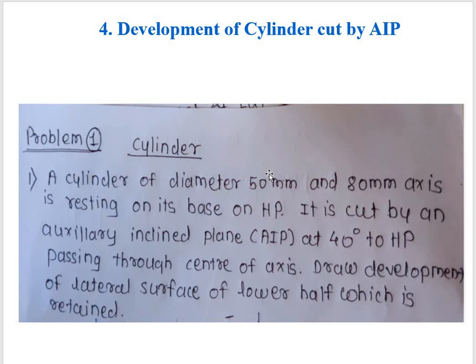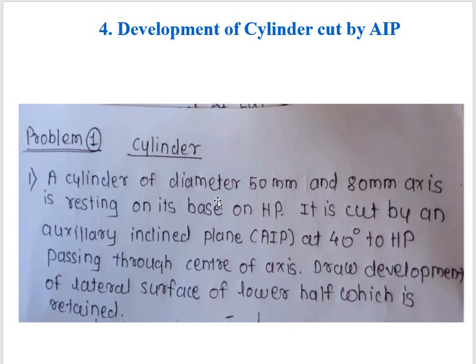Okay, so let's see the problems one by one. The very first problem is related with the cylinder: development of a cylinder cut by the AIP. Read the question carefully. A cylinder of diameter 50 mm and axis 80 mm is resting on its base on HP. It is cut by an auxiliary inclined plane, that is the AIP, at 40 degrees to HP, passing through the center of the axis. Draw the development of the lateral surface of the lower half which is retained.